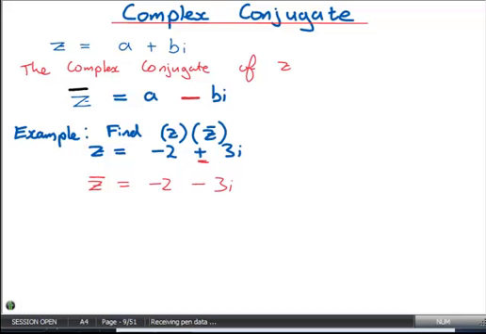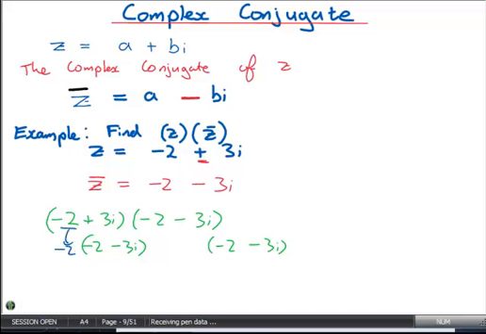Now, something happens when you multiply a complex number by its complex conjugate, and that's the real reason why we're doing these. So I'll start this sum here. We've got minus 2 plus 3i times minus 2 minus 3i. Splitting this up, I'll write the second bracket out twice: minus 2 minus 3i, minus 2 minus 3i. Writing in the minus 2 there, and we've got a plus 3i here.